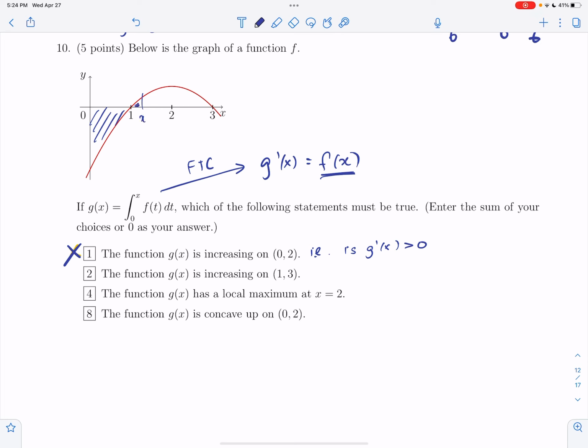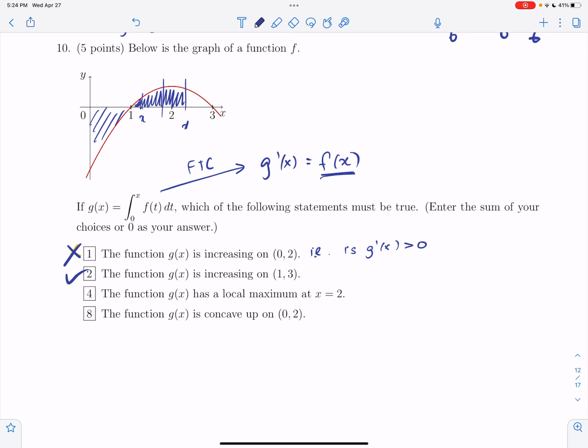When x is there, you've added this positive number. If you increase the x, you add this bigger positive number. If you increase the x, you're adding more and more. So yes, you do have that g is increasing on 1 to 3. Or you could look at the fact that g prime is f of x, and g prime is positive between 1 and 3. So that is certainly true.